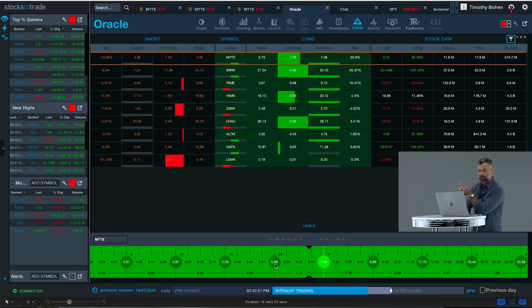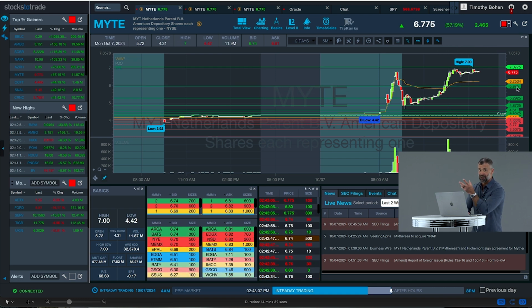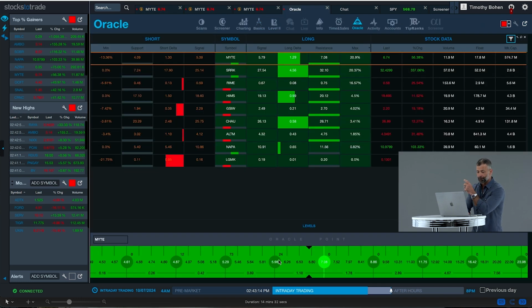So let's go back to the lower level of 598. That was the initial resistance point after it hit the signal. You can see it denoted on my chart right here, 597.5. Again, it rounds because you don't need all the decimals. But if I go back to the Oracle point, 24 times this stock tested that level and pulled back.